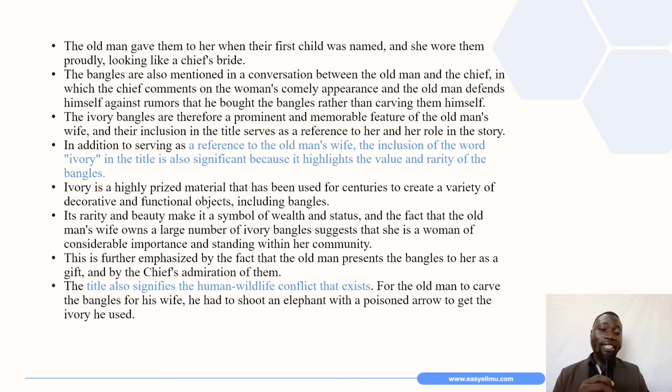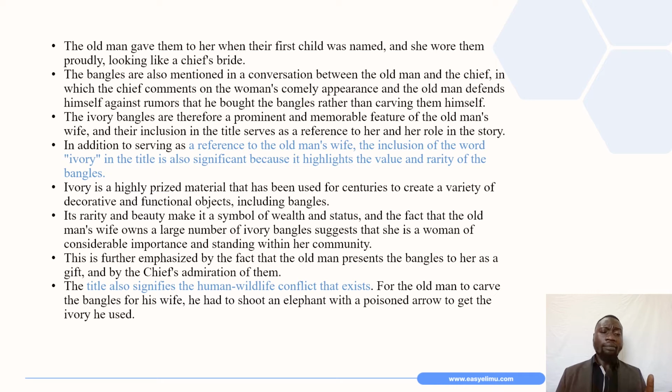In addition, dear students, to serving as a reference to the old man's wife, the inclusion of the word ivory in the title is also significant because it highlights the value and rarity of the bangles. Ivory is a highly prized material that has been used for centuries to create a variety of decorative and functional objects, including bangles. Its rarity and beauty make it a symbol of wealth and status. And the fact that the old man's wife owns a large number of ivory bangles suggests that she is a woman of considerable importance and standing within her community.